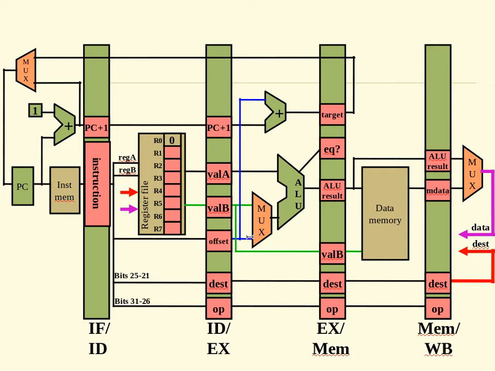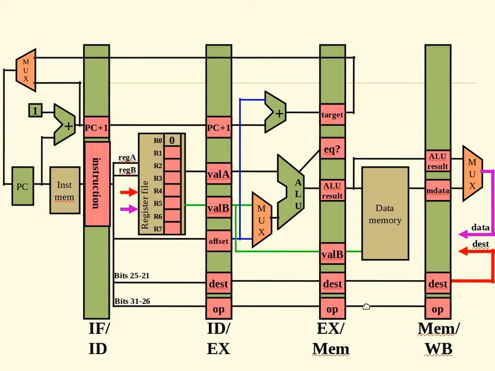So we have our ALU. If we're doing a standard add, we're just going to take the 2 values. If we're doing an address calculation, then we're going to base it off of the offset. Notice that the PC plus 1 plus offset goes to this adder up here, which then stores the target of where we would jump if the 2 are equal. And the ALU result is stored as well. We forward the value of B in case we need to write it to memory. And of course destination and op as well.